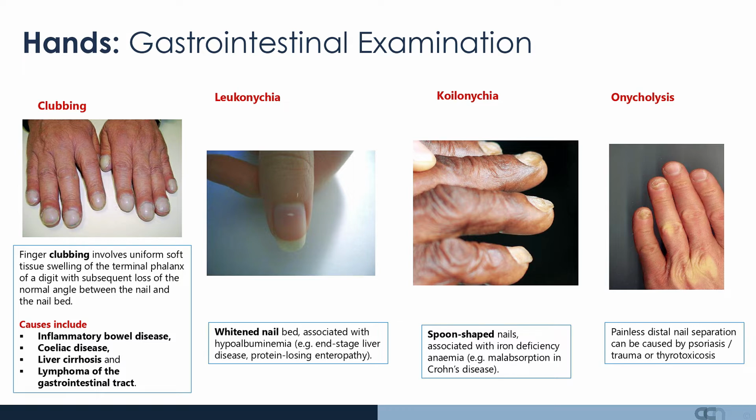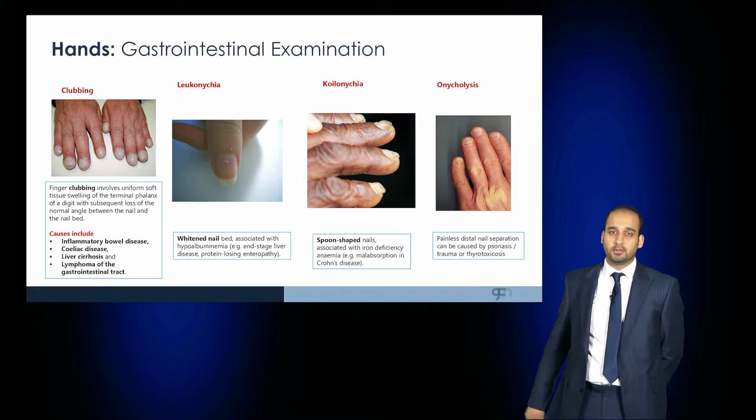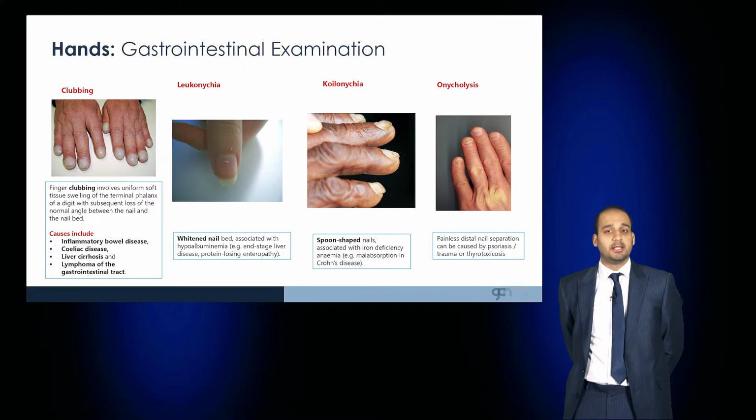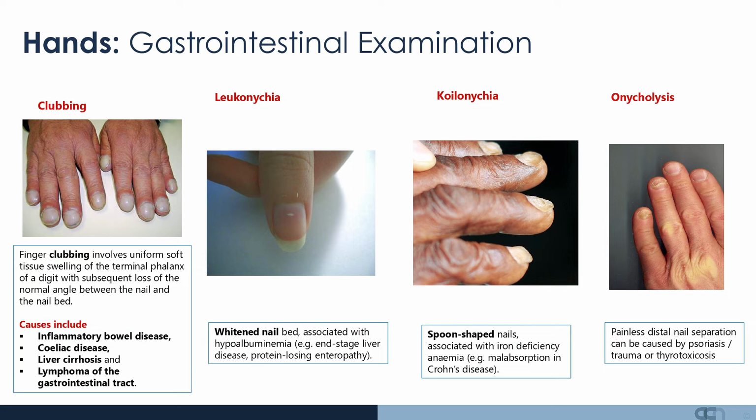Leukonychia is an important sign where there is a white discoloration to the nail, and this can be associated with hypoalbuminemia, either as a result of liver failure or a protein-losing enteropathy. Koilonychia, or spoon-shaped nails, are associated with iron deficiency anemia, and this may come about for a number of reasons, including malabsorption or Crohn's disease. Onycholysis, or painless distal nail separation, can be caused by trauma, thyrotoxicosis, or psoriasis.